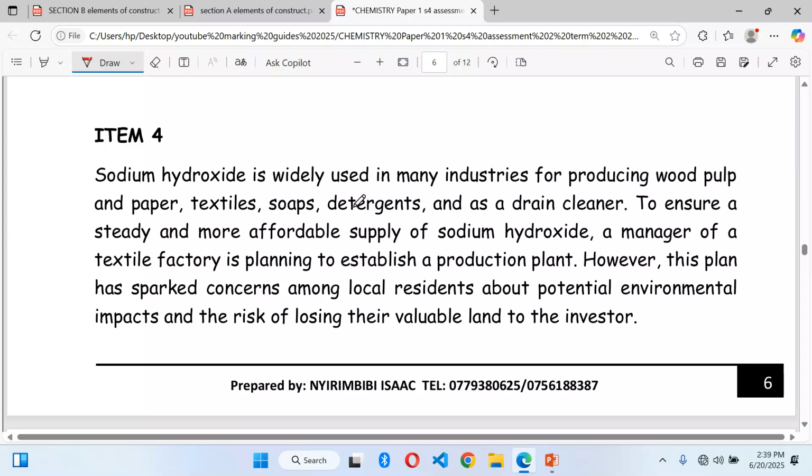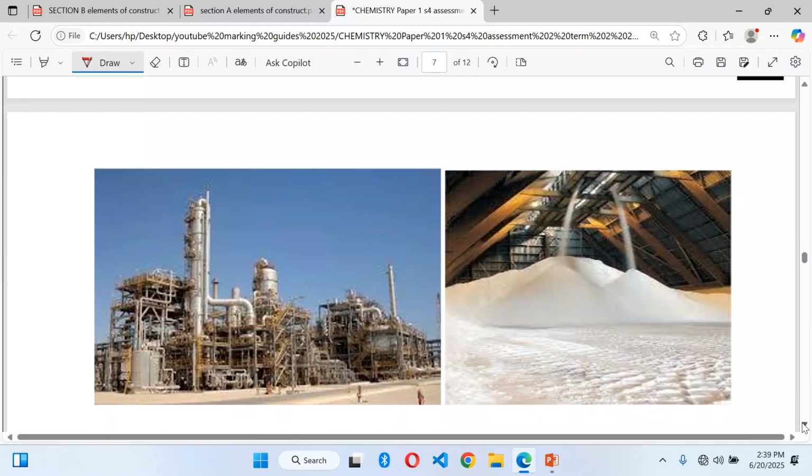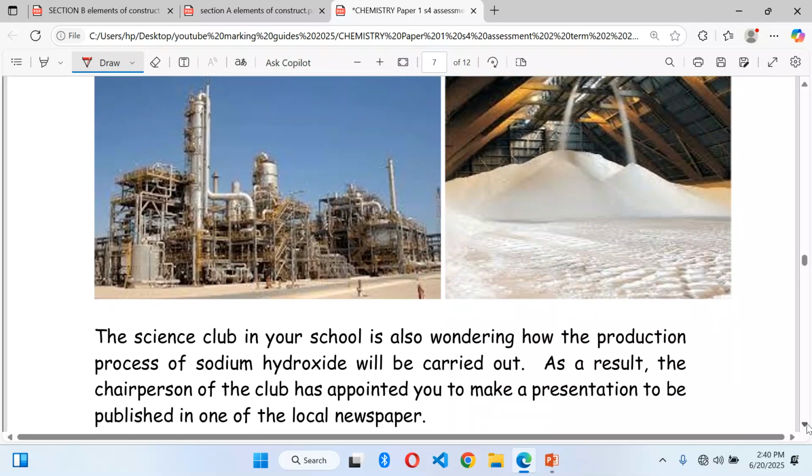But before we move down, what is the problem? They're saying, to ensure a steady and more affordable supply of sodium hydroxide, the manager of the textile factory is planning to establish a production plant of what? Of sodium hydroxide. So what you're looking at is producing sodium hydroxide. Let's move down. Here they are showing us a picture of an industry, probably the one they want to set up, and an example picture showing the sodium hydroxide being produced.